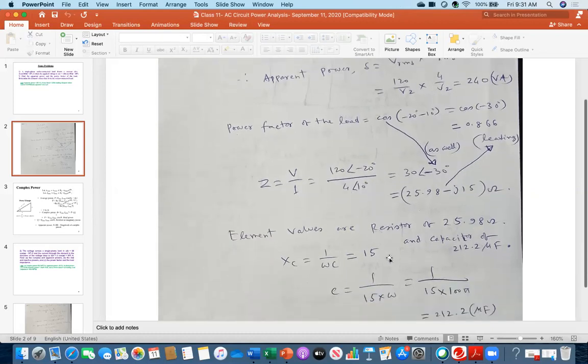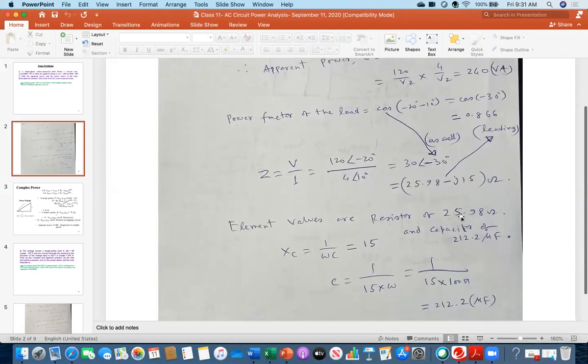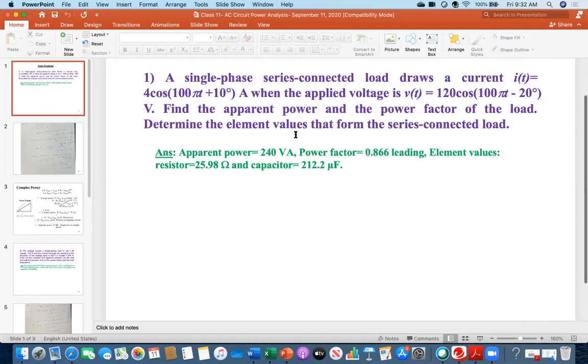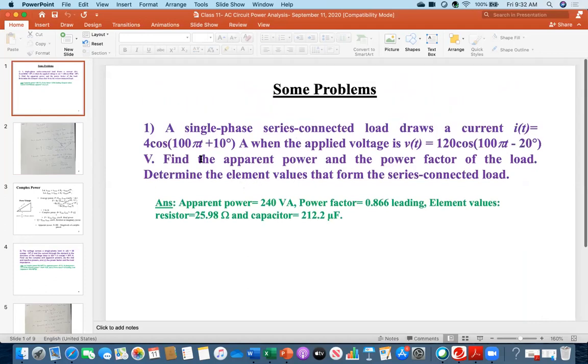That's why everybody see I am writing the element values are a resistor of 25.98 and a capacitor of 212.2 microfarad. Now how did I get that? Everybody see XC, this amount is my XC, and what is XC? 1 over omega C. And then what is omega? Omega is 100 pi. Where will you get that? Here. You see the expression i(t), 100 pi t. This is omega t. Same thing for voltage, it was equal.